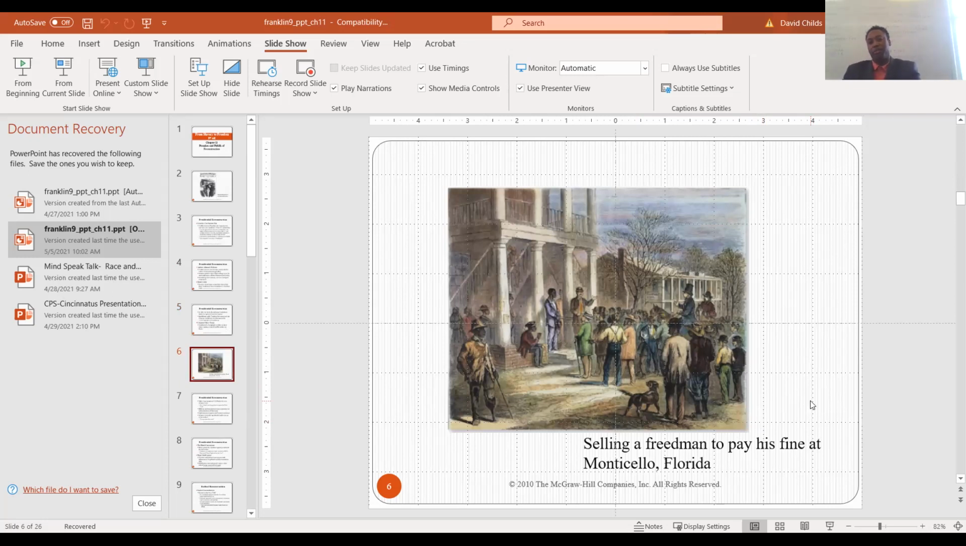This is an example. In Florida, they would enslave free blacks. This is after slavery. They would enslave African Americans to get them to pay off a debt. So it's a way of, they were trying to find ways to keep slavery going. That's what this image is all about here on my screen.